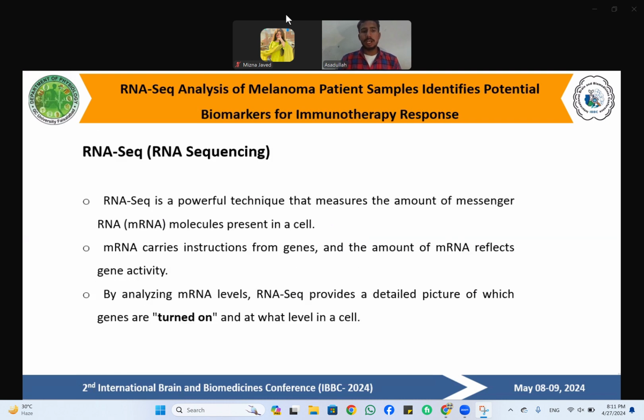RNA sequencing. RNA sequencing is a powerful technique that measures the amount of messenger RNA molecules present in a cell. Messenger RNA carries instructions from genes, and the amount of messenger RNA reflects gene activity. By analyzing messenger RNA levels, RNA sequencing provides a detailed picture of which genes are turned on and at what level in a cell.